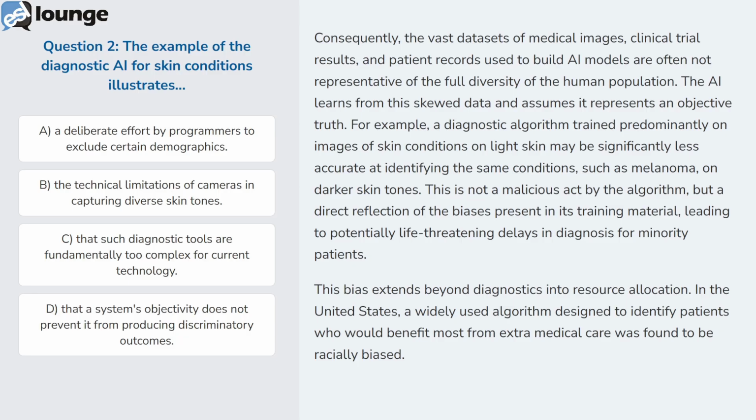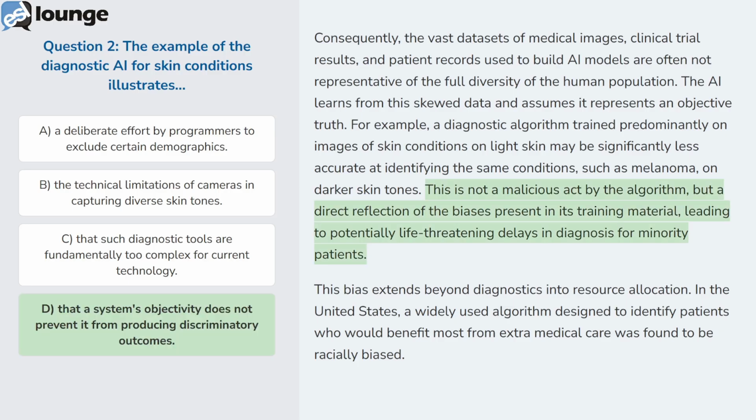Pause the video now to think about your answer. The correct answer is D. The text makes it clear that the bias is not a malicious act, but a direct reflection of flawed training data, leading to negative outcomes.